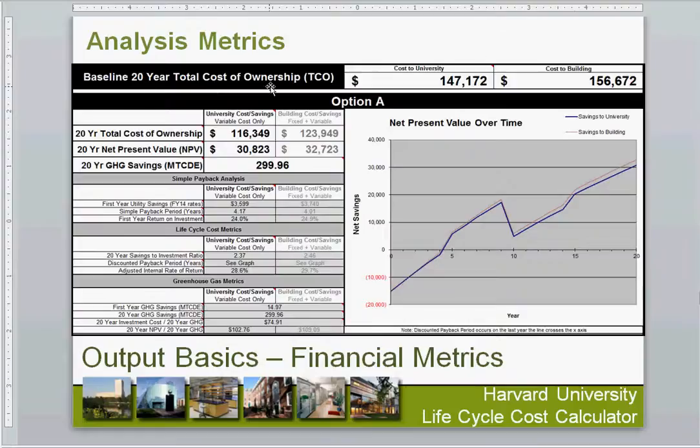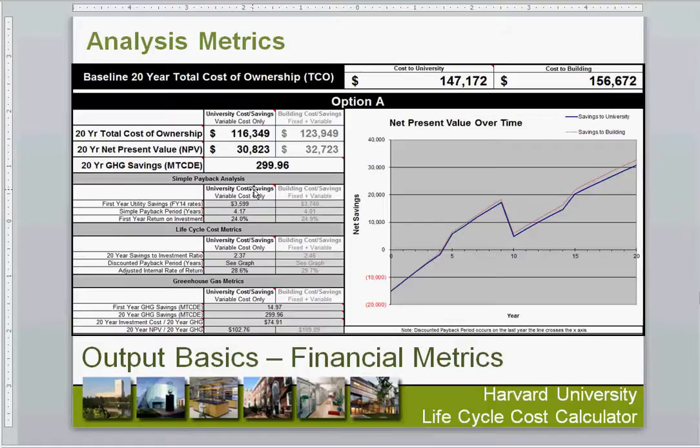As we discussed, we have our total cost of ownership for our baseline up at the top, and then option A. We're looking at the total cost of ownership of that, the net present value, which is just the total cost of ownership of our option subtracted from the total cost of ownership from the baseline. So the difference between 147,000 and 116,000 is 30,823, and our total GHG savings over 20 years is 300 MTCDEs, a pretty large one.